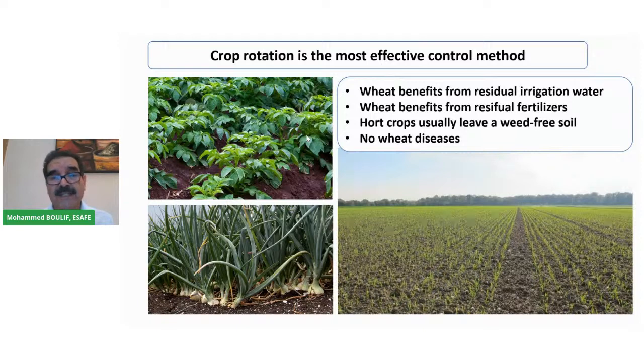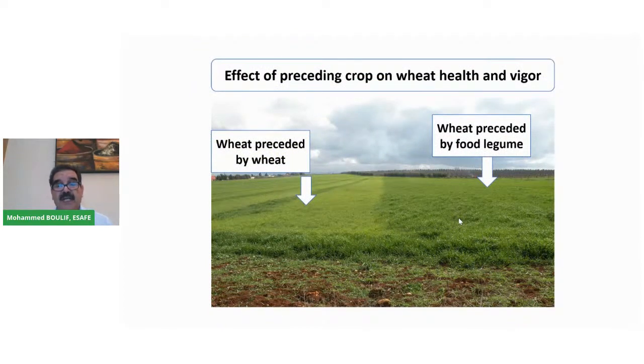The other thing that we should not forget is that horticultural crops usually have weed-free soil, because people weed their crops very carefully, and the wheat crop has an ideal soil that does not contain weeds. And of course, no diseases, because the diseases of wheat are specific to wheat, and that's the reason why we practice crop rotation. Crop rotation by itself is very beneficial in terms of nitrogen fertilizer. Over here we have the same wheat variety grown after chickpea and after wheat, and you can see the wheat growing after food legume is healthier than the one growing after wheat.